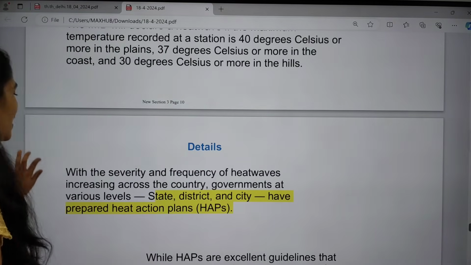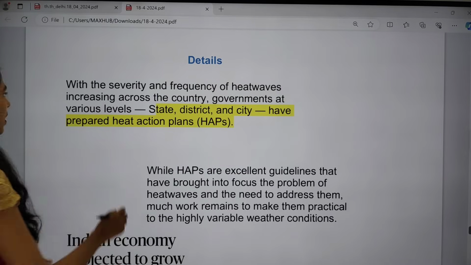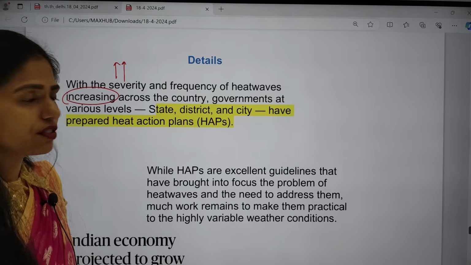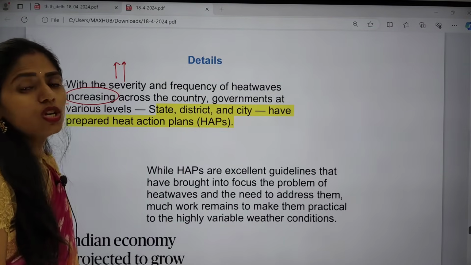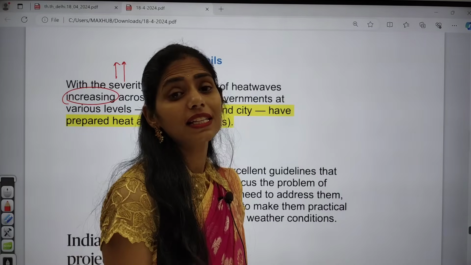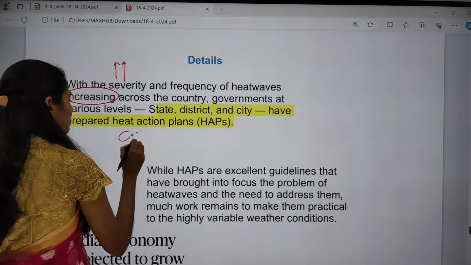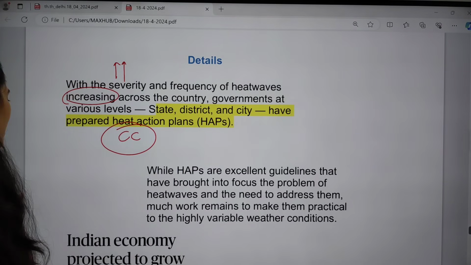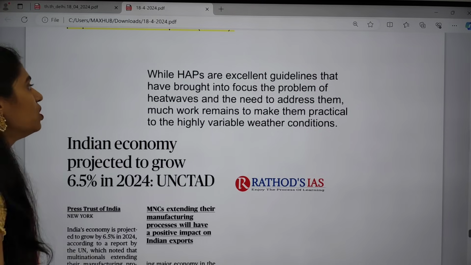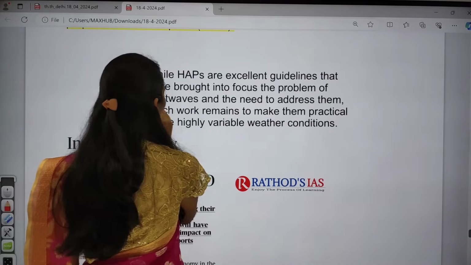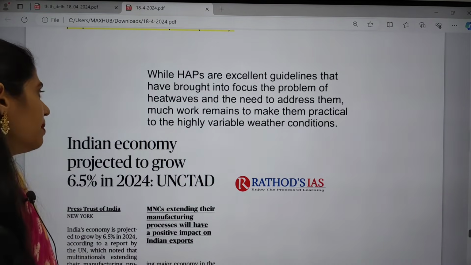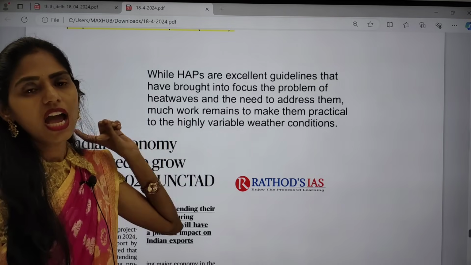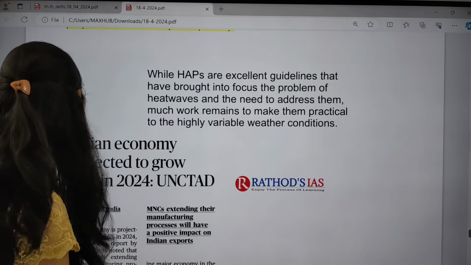Next, the severity and the frequency of heat waves are increasing. There is an increase in the severity of heat waves and in their frequency, which is happening in the countries. Because of this, governments have to take necessary steps. It is mainly because of climate change. So we have to come up with heat action plans. Heat action plans are excellent guidelines. They have brought into focus the problem of heat waves, how we can address them and how we have to work. These are some important things present in the heat action plans, and you have to focus on them.